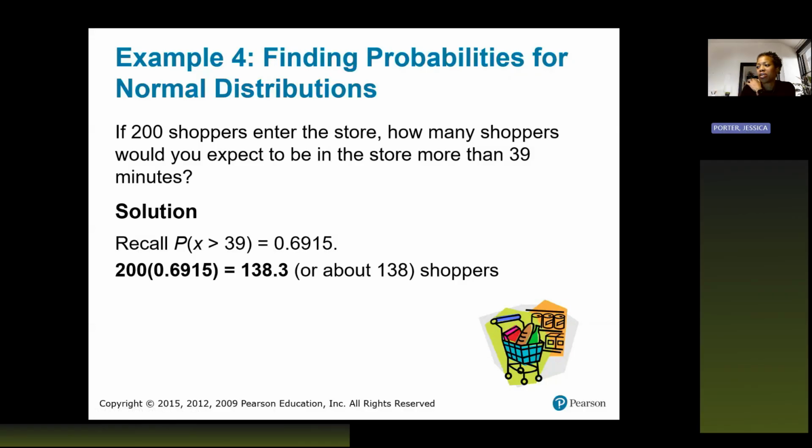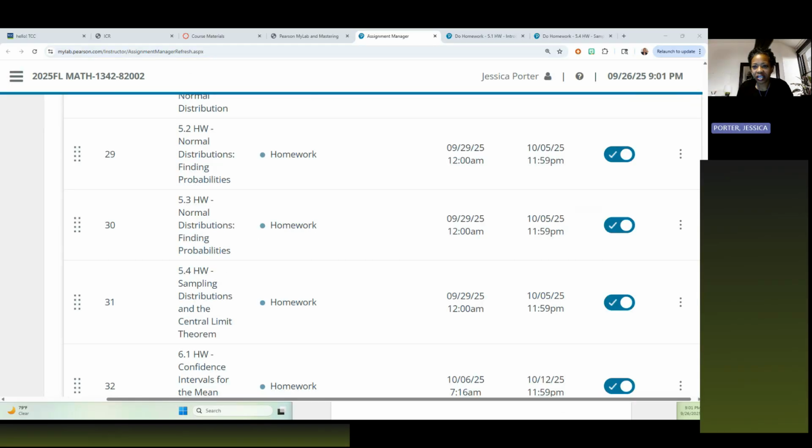So they challenge you too. It says if 200 shoppers enter the store, how many shoppers would you expect to be in the store more than 39 minutes? Well, I'm going to multiply 200 by the probability that someone would be in the store for more than 39 minutes. So in this case, that would be 200 times 0.6915, and that equals 138 shoppers. Remember, shoppers is discrete, so we don't have decimal values of shoppers. We don't have 0.3 of a person. We just have people. I actually thought that I was in 5.3, but I wasn't.